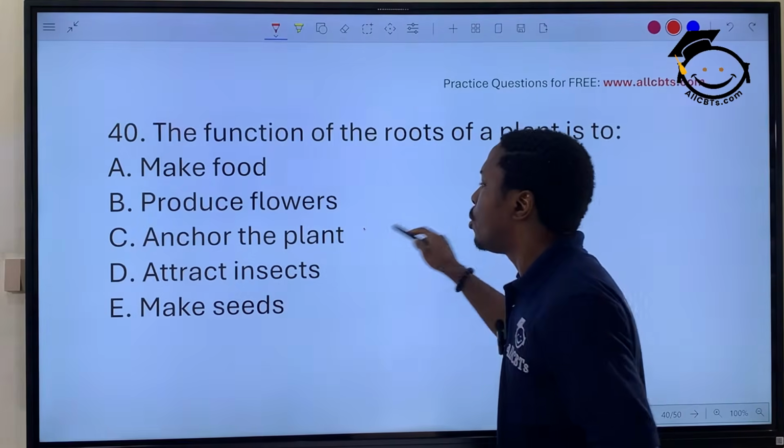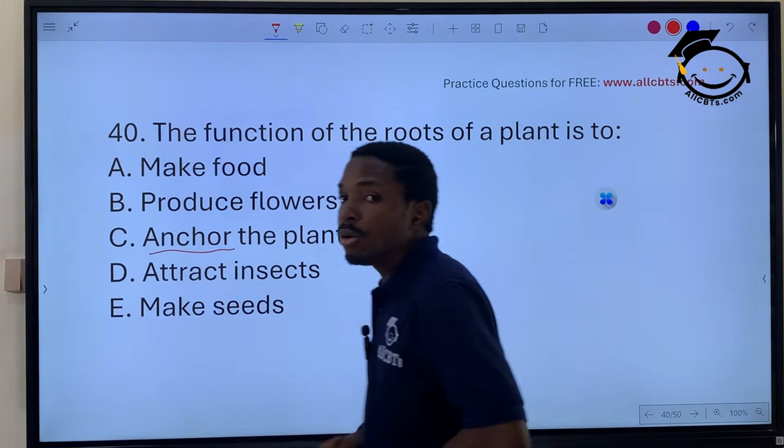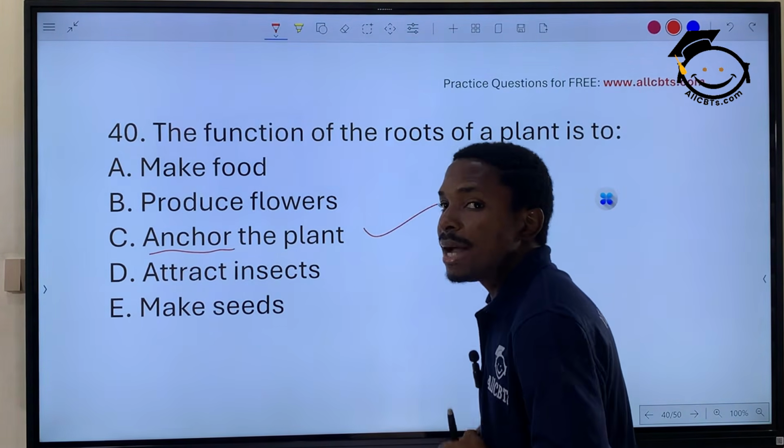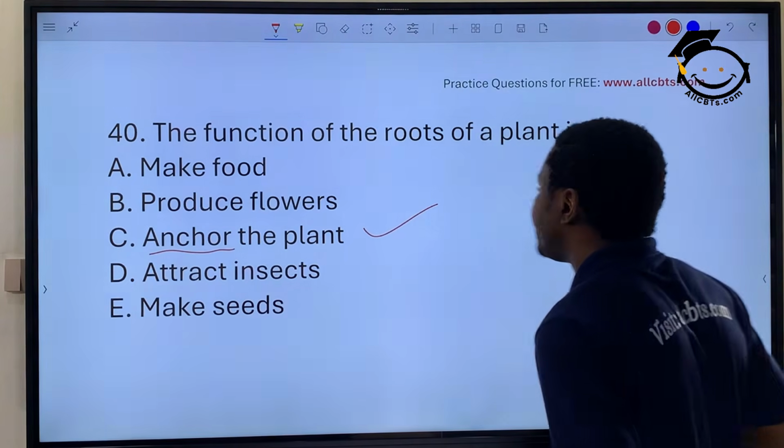So to anchor, don't mind that English there. Anchor means to give it what? Stability and rigidity. You get it?